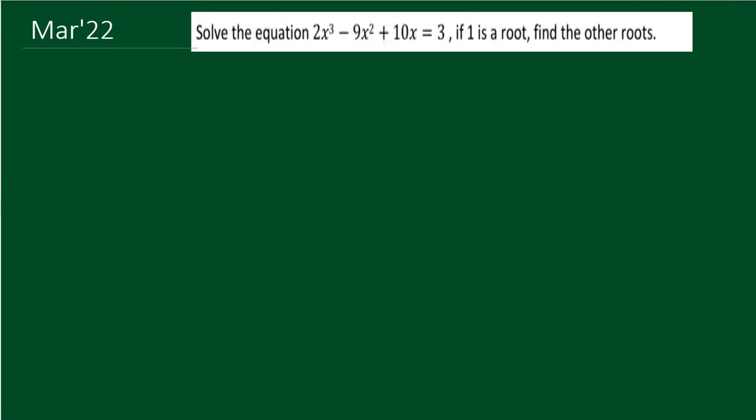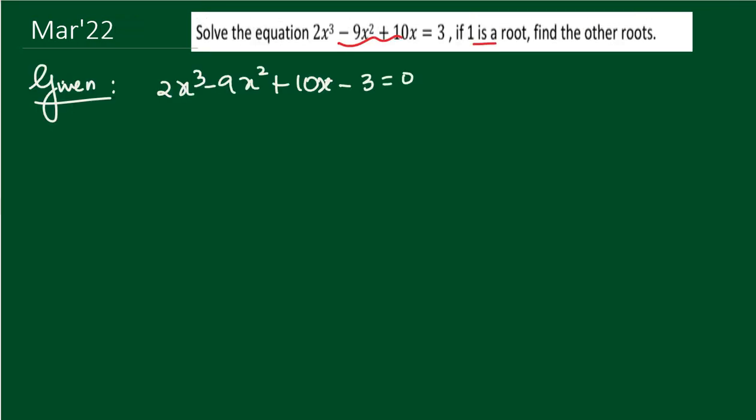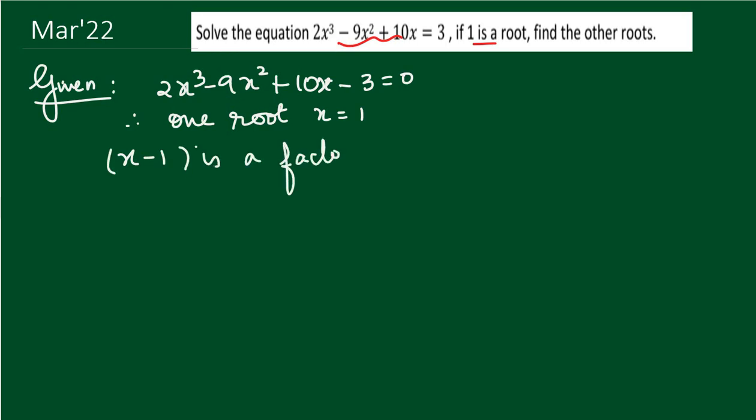Next question, solve the equation 2x cube minus 9x squared plus 10x minus 3 is equal to 0, given 1 is a root. Therefore, one root is given to be x is equal to 1. So x minus 1 is a factor of the given equation. We can write that x minus 1 is a factor of the given polynomial.